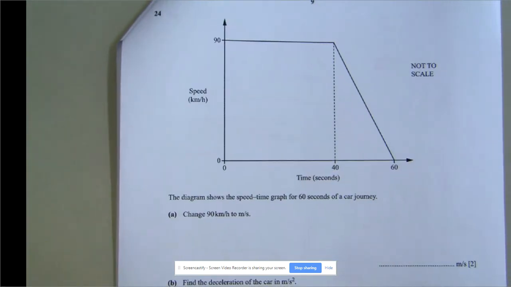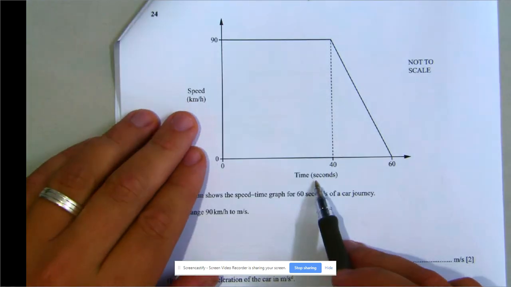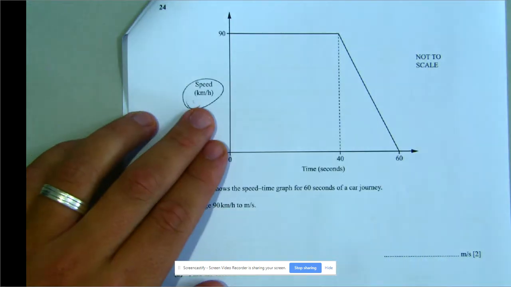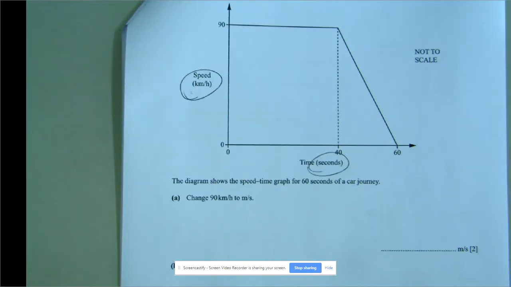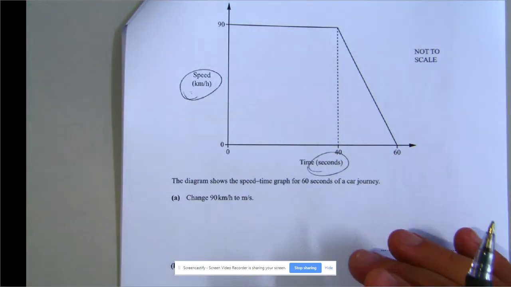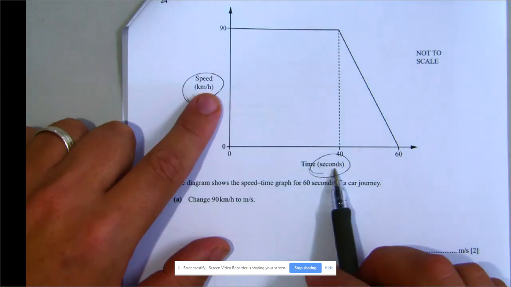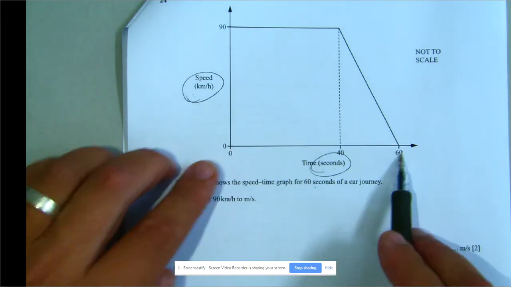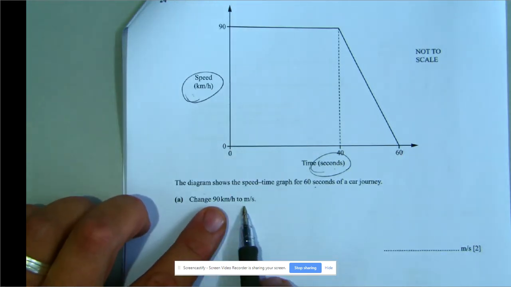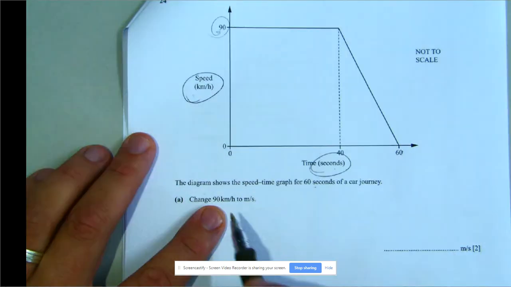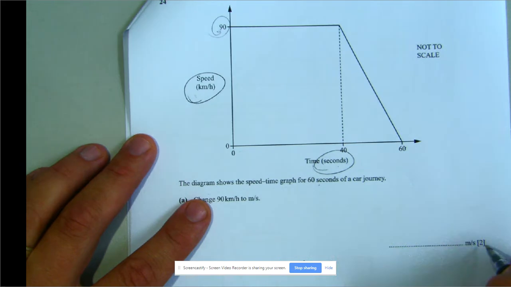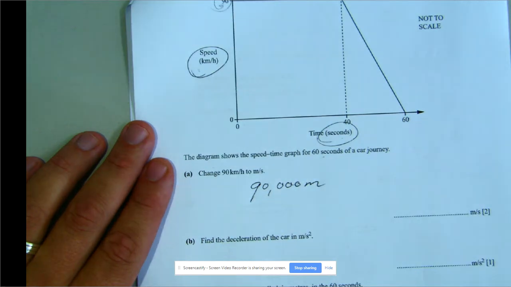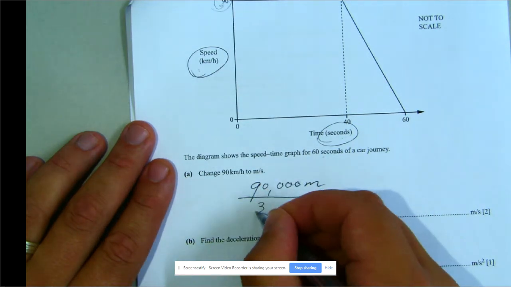24, all right. Indeed, speed-time graph. And always the first thing you need to check are the units, and kilometres per hour and seconds. Ladies and gentlemen, be aware of that. Always check the units because they are different, hours and seconds. The diagram shows a speed-time graph for 60 seconds of a car journey. Change 90 kilometres per hour to metres per second. That's nice for 2 points. 90 kilometres are 90,000 metres, and 1 hour is 3,600 seconds.